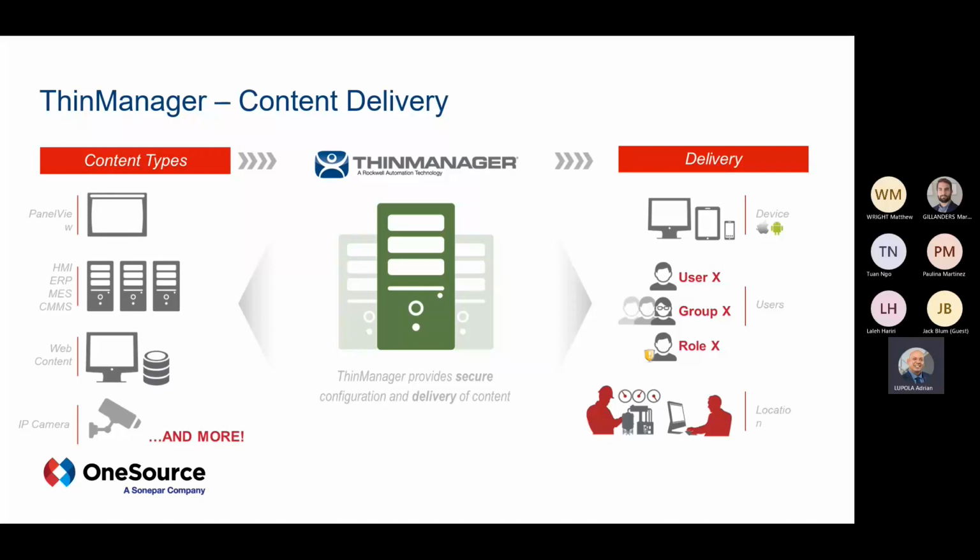It's going to be content that you can share up through ThinManager through to delivery points. Those delivery points would be devices, so end devices from thin clients to actual PCs or mobile clients, and that's both iOS as well as Android. And then you have users, whether that's a specific user, a group of users, or a specific role of those users, and based on the location. And it can also be used in some combination of one or all of the above.